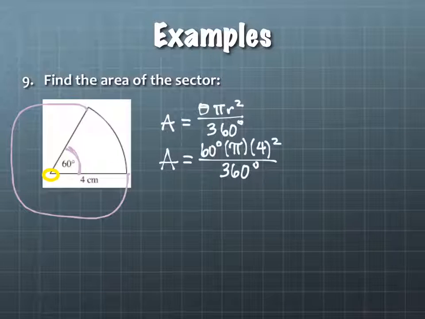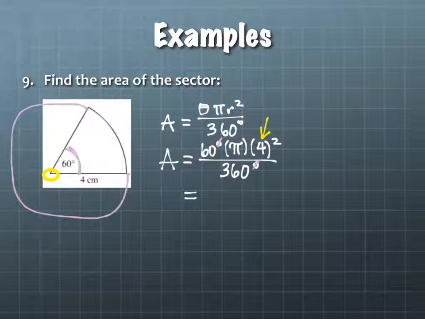Now notice as you're doing that, the degree markers will in fact cancel. So the formula will end up giving you the area in terms of whatever the unit on the radius was, squared. And what was the unit on the radius in this particular problem? Centimeters. So we will get this in centimeters squared because the degrees canceled out.